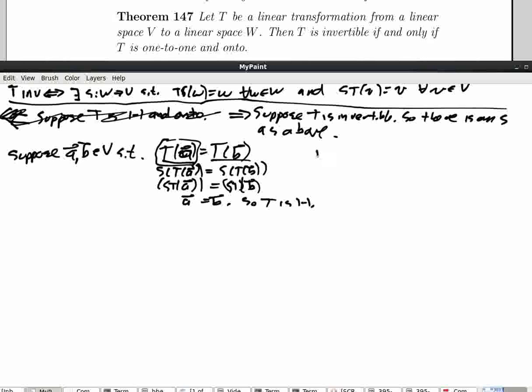And now I'm going to show that T is onto. And the standard way you do that is you let W belong to W. I'm going to find a V such that T of V is equal to W.